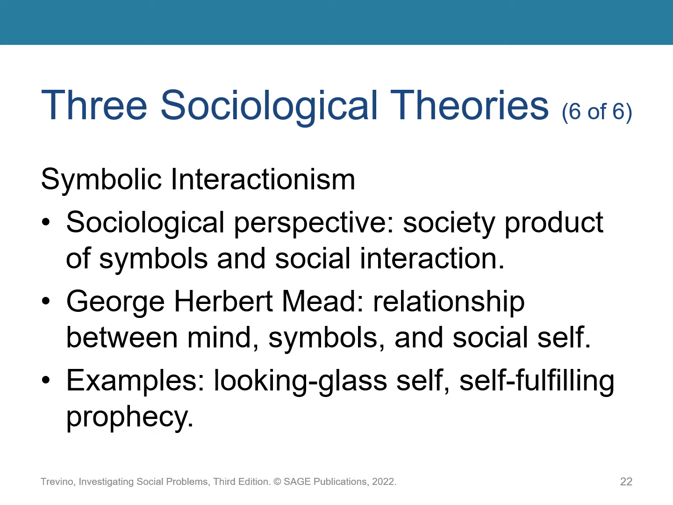They say society is a product of symbols and social interactions. You have George Herbert Mead, who says the relationship between the mind, the symbols, and the self is what society is. Examples include the looking glass self and the self-fulfilling prophecy. Please familiarize yourself, especially with the looking glass self and the self-fulfilling prophecy.